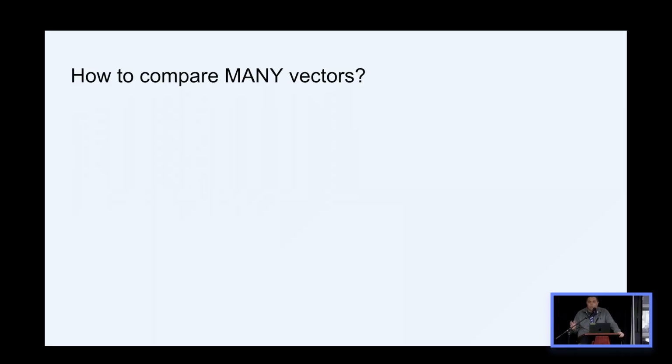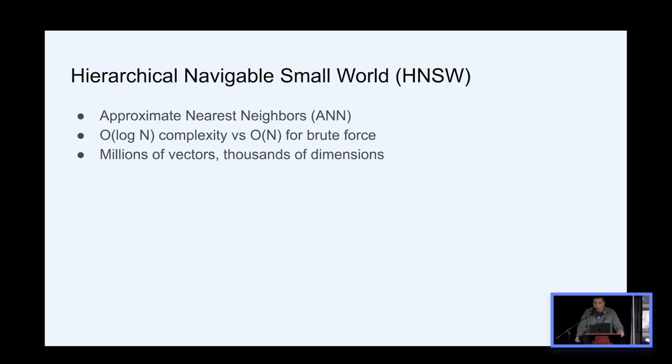But we don't need to compare 2 vectors. We need to compare thousands or millions of vectors when we're doing the vector similarity search. Unless we want to do brute force search, which is a reasonable solution for small data sets, another common approach is something called HNSW, Hierarchical Navigable Small World. And it's essentially a log n time complexity algorithm.